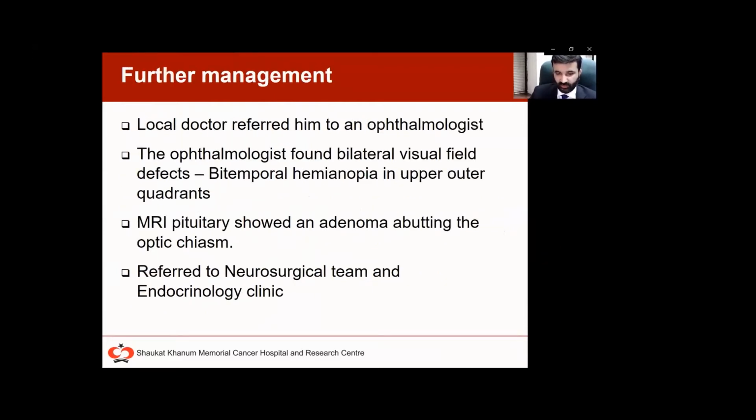The local doctor referred him, in view of his visual symptoms, to an ophthalmologist, who completed a thorough examination and confirmed bitemporal hemianopia. I haven't got the images with me right now, but that was showing right at the top of both temporal upper quadrants that there was some visual loss. With this finding, the MRI scan of the pituitary gland was completed, which showed a pituitary adenoma abutting the optic chiasm. The patient was then referred to the neurosurgical team and endocrine clinic.